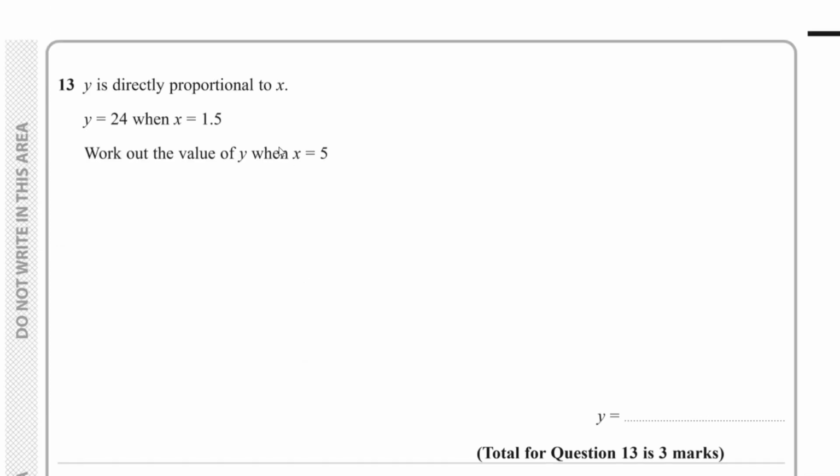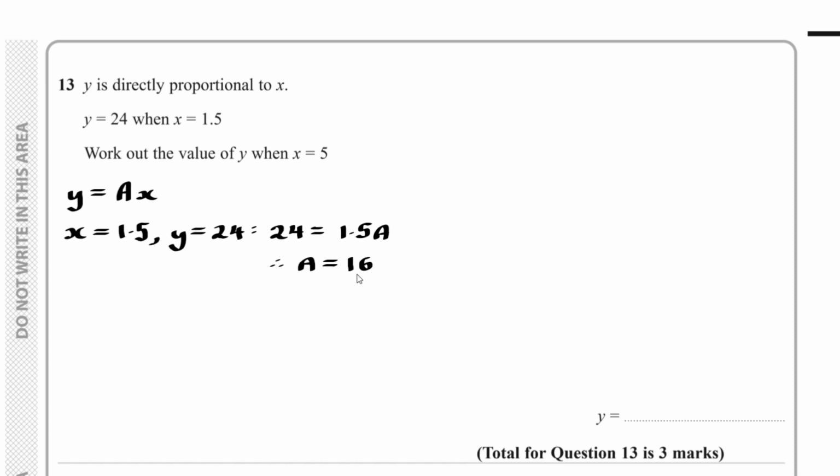Question number 13. Y is directly proportional to x. Y is 24 when x is 1.5. We have to work out the value of y when x is 5. If y is directly proportional to x, that means y is equal to some constant a multiplied by x. Now we know that when x is 1.5, y is 24, and if we substitute these into our equation, we have 24 equals 1.5a. And if we solve for a, we find a to equal 16. And if a equals 16, that means y equals 16x.